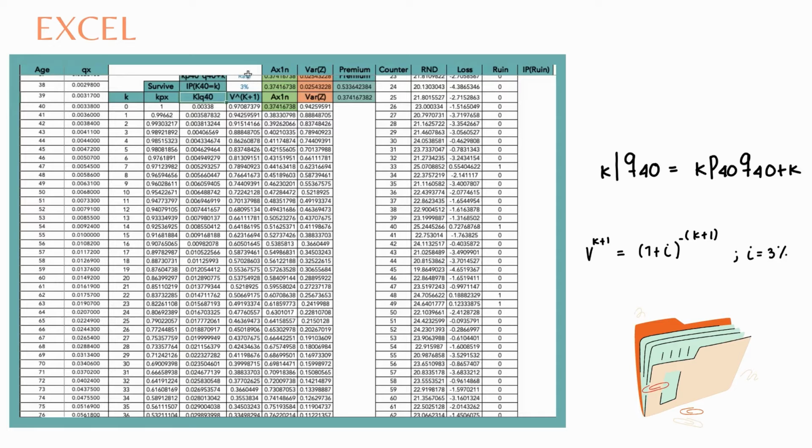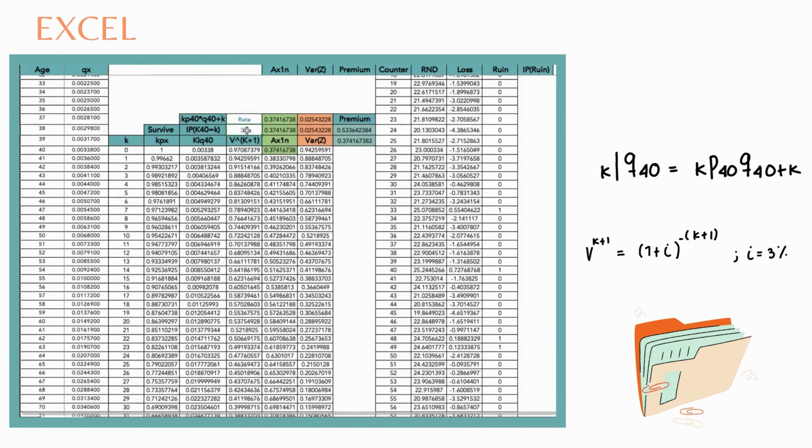In the next column, we are going to calculate a discount factor for each k plus 1 year, which is given by the next formula, where the interest rate is equal to 3%.